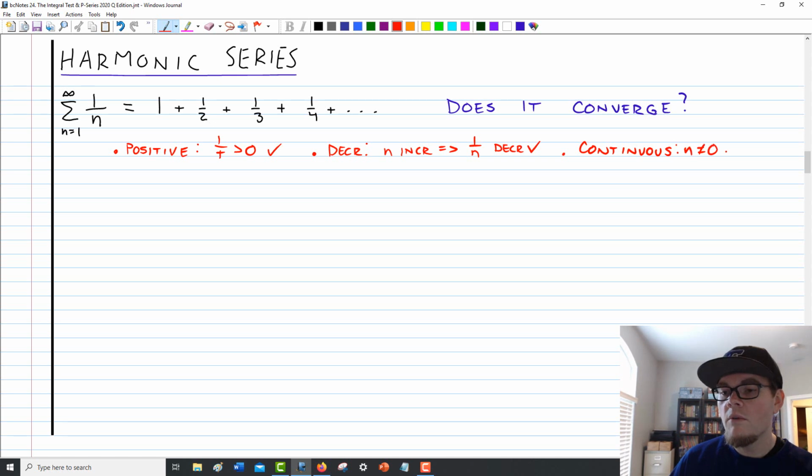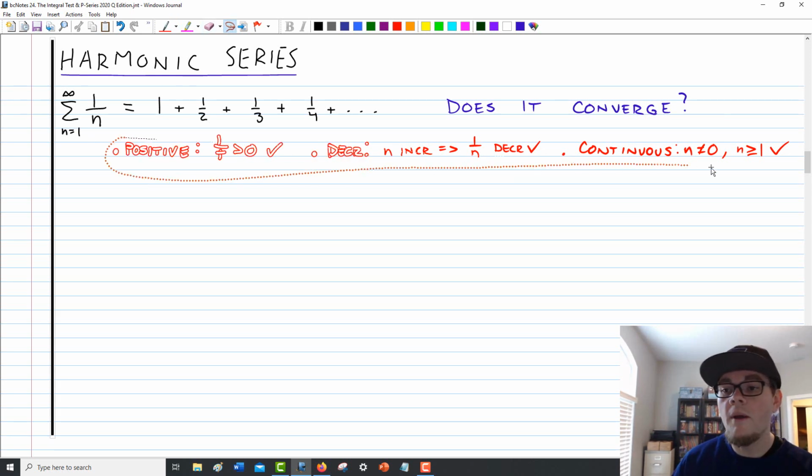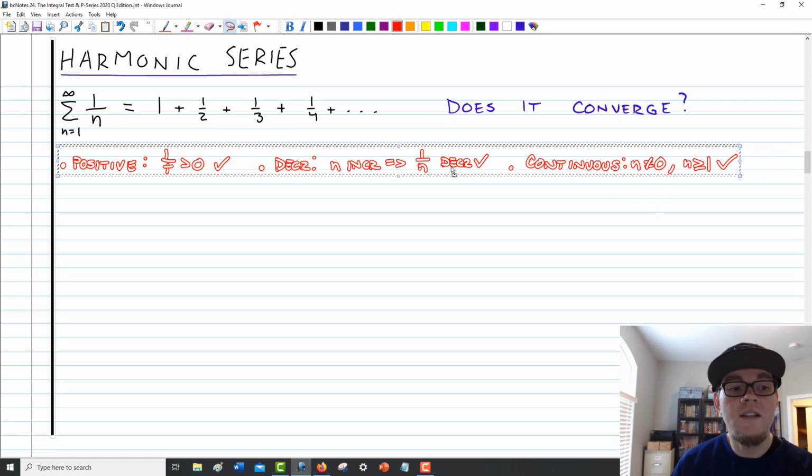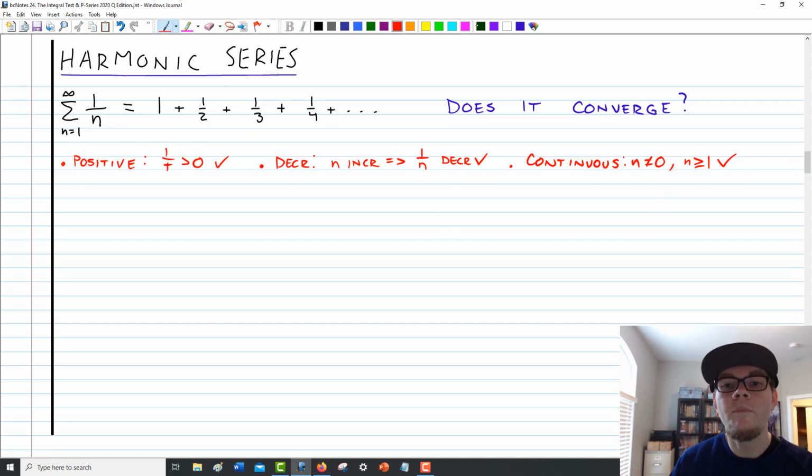And of course here, we're talking about n greater than or equal to 1. So that means we're good. So the integral test can absolutely apply here. Now again, you're probably not thrilled about using the integral test, but I will say this is probably the easiest integral test application that I could probably give you. So having said that, let's set up the integral test and investigate.